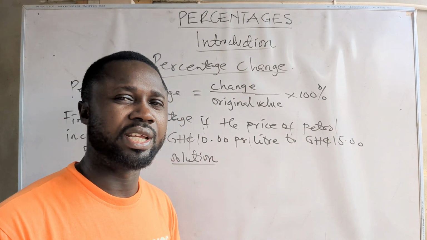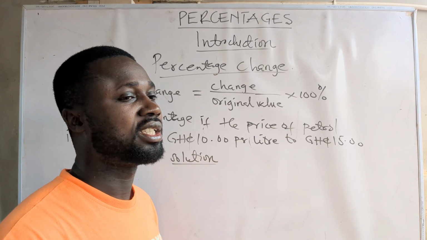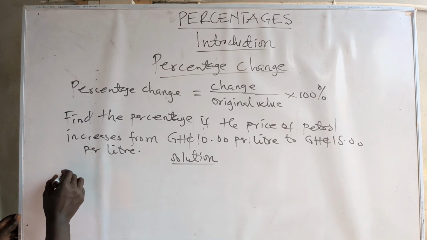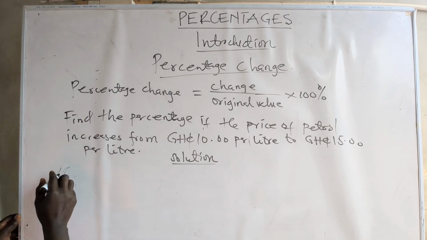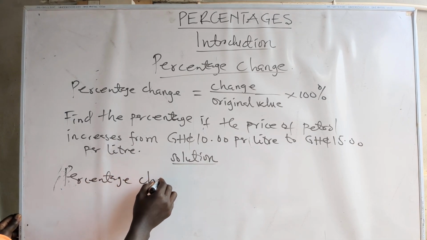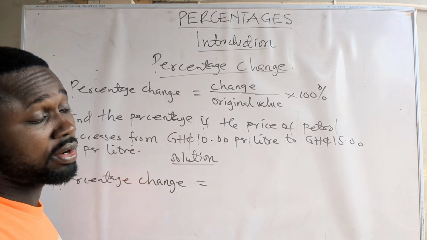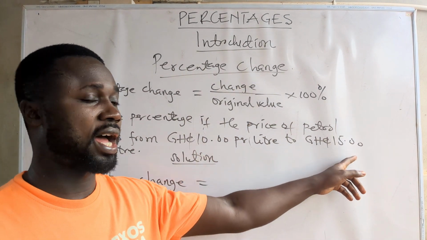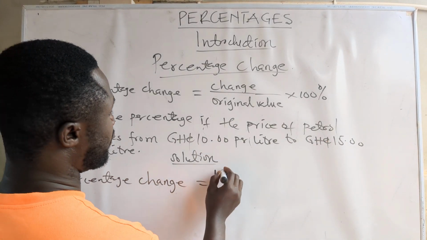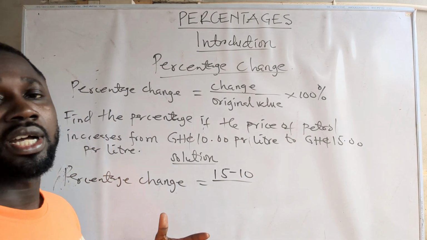So if the price of petrol increases from 10 cedis per liter to 15 cedis per liter, what will be the percentage change? So we know that our percentage change is the change. The change is the difference between the two values. Make sure that you subtract the least from the higher value so that we don't get a negative percentage. So we have 15 minus 10 divided by the original value before the increase.